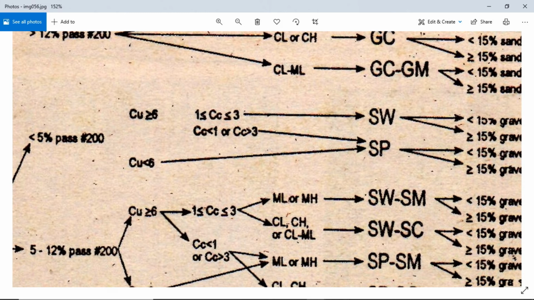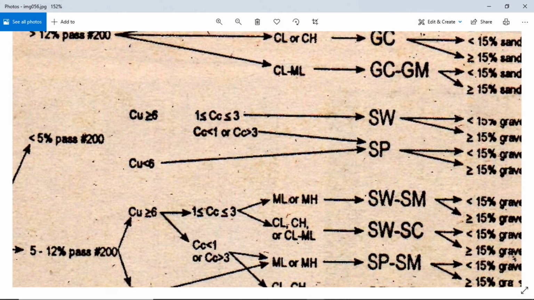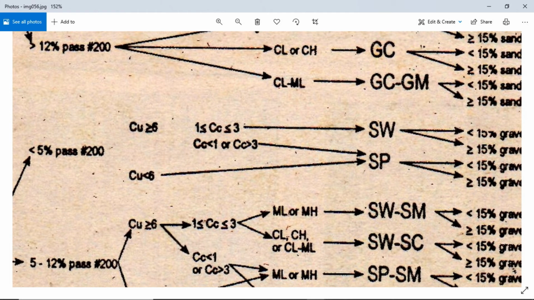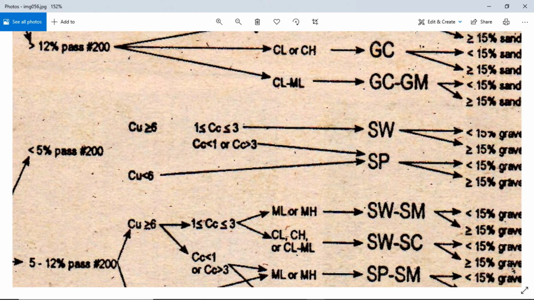Sorry guys, di ako makakasulat dito kasi sa Word lang yan. So, ito. Yung CC kasi natin is 1.25. So, between 1 and 3. Kasi pag ang CC natin is lesser than 1 or greater than 3, pupunta tayo sa SP. Tapos, pupunta tayo sa SW.